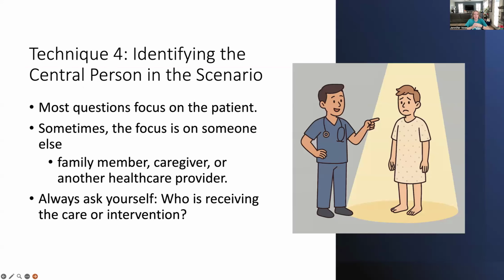All right, technique number 4, identifying the central person in the scenario. Most of the questions focus on the patient, and we're going to talk more about that in a second. So sometimes the focus is on somebody else, right? So we have to figure out, like, what's the subject here? So it could be a family member, a caregiver, another healthcare provider. So what we need to do is ask ourselves, who is receiving the care or the intervention, because it would make sense that our correct option is going to tie back to the subject of the question, right?